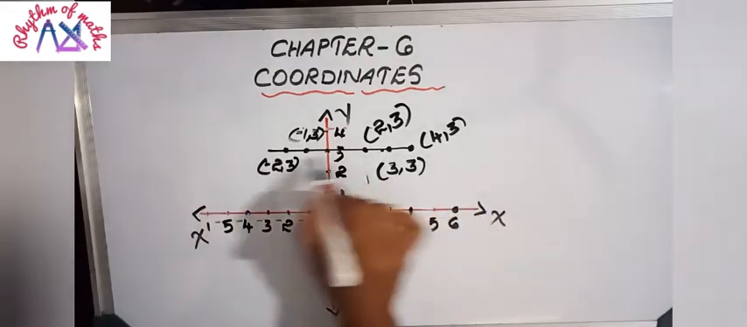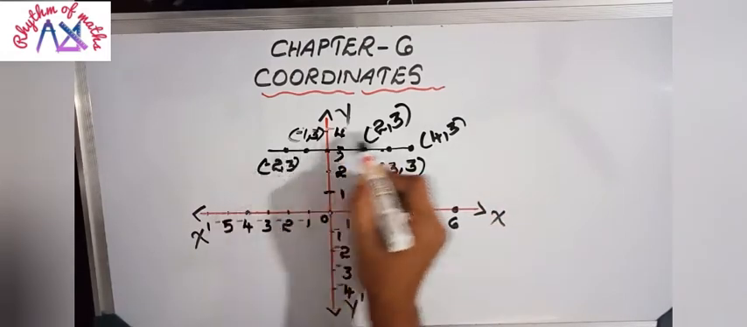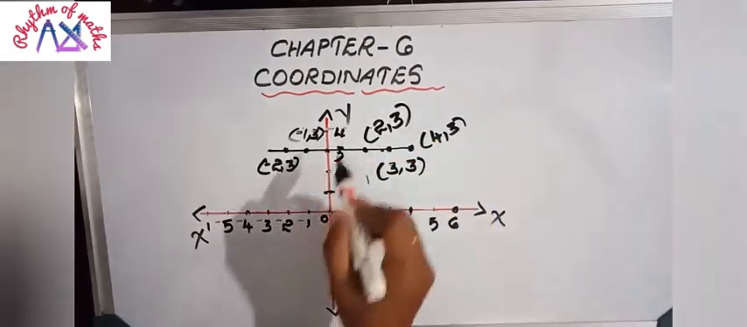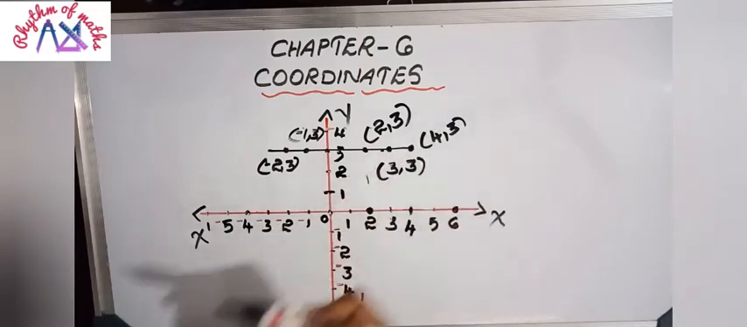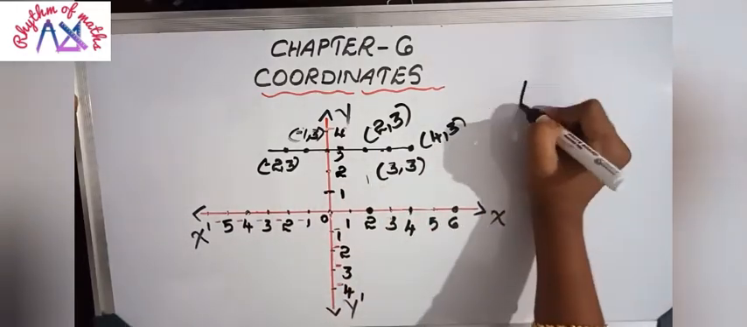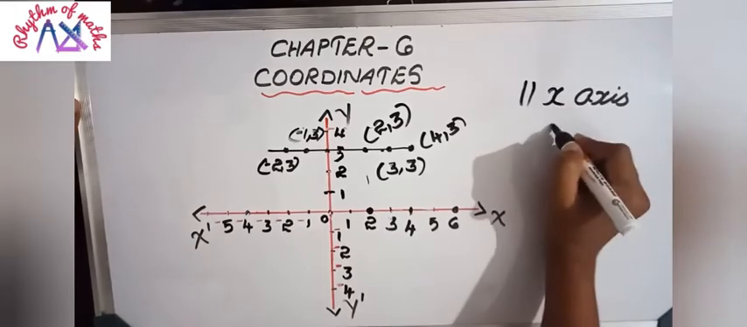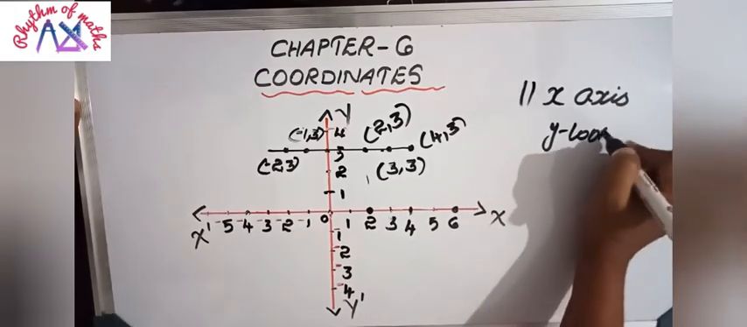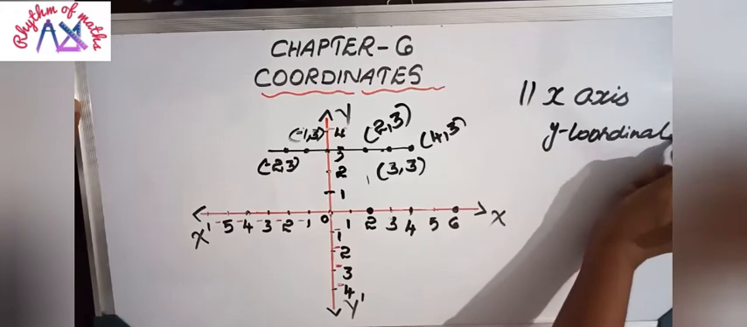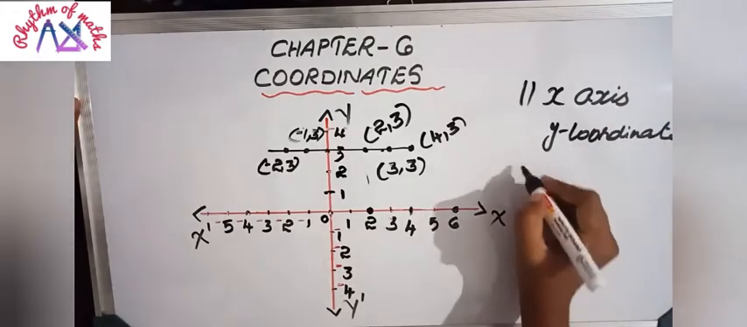Okay, now when you check all the points, you can see the coordinate has the second point the same. That means the y coordinate is the same. So parallel to the x-axis means the y coordinate will be the same. Okay, parallel to the x-axis, the y coordinate will be the same.